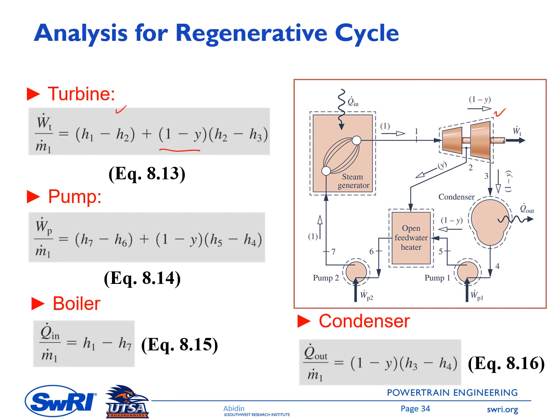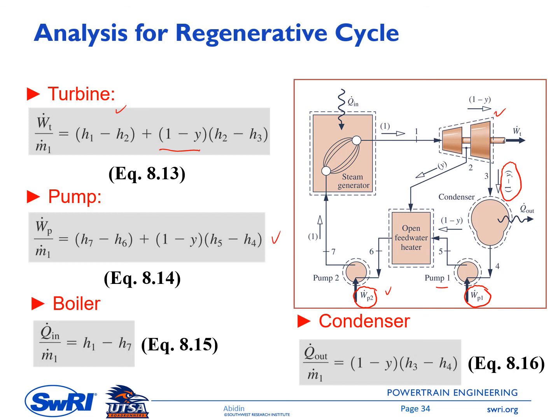It means the required power for the pumps, we have Wp1 and Wp2. In pump number 1, the mass flow is m1 times (1 minus y). And in the second pump, we have m1. Okay, this formula is equation 8.14.